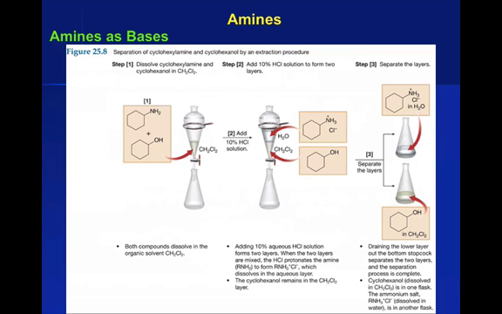So the water layer right now is acidic, and it contains the ammonium chloride. How are we going to get the amine back? Well, I've got 10 or 20 milliliters of water. That's way too much water. Drying agents are only good at removing trace water, right? So how do we get the amine back?